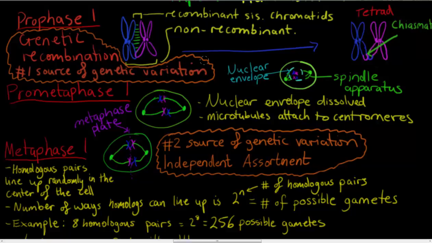Something else that happens in prophase 1 is the nuclear envelope begins to break down. The blue bit here is the nuclear envelope breaking apart, and then our spindle apparatus begins to form. In prometaphase 1, the spindle apparatus is fully formed and the nuclear envelope is dissolved. As you can see, it's gone, and these green microtubules have attached to the centromeres, that densely compact region in the middle of the chromosome, and they're ready to pull the chromosomes apart. And then we go on to metaphase 1.